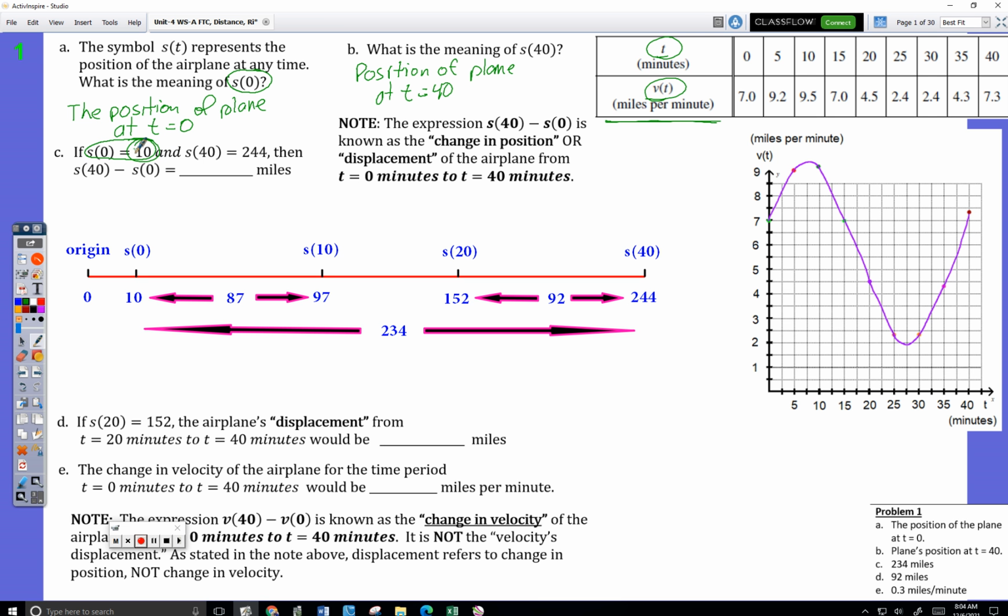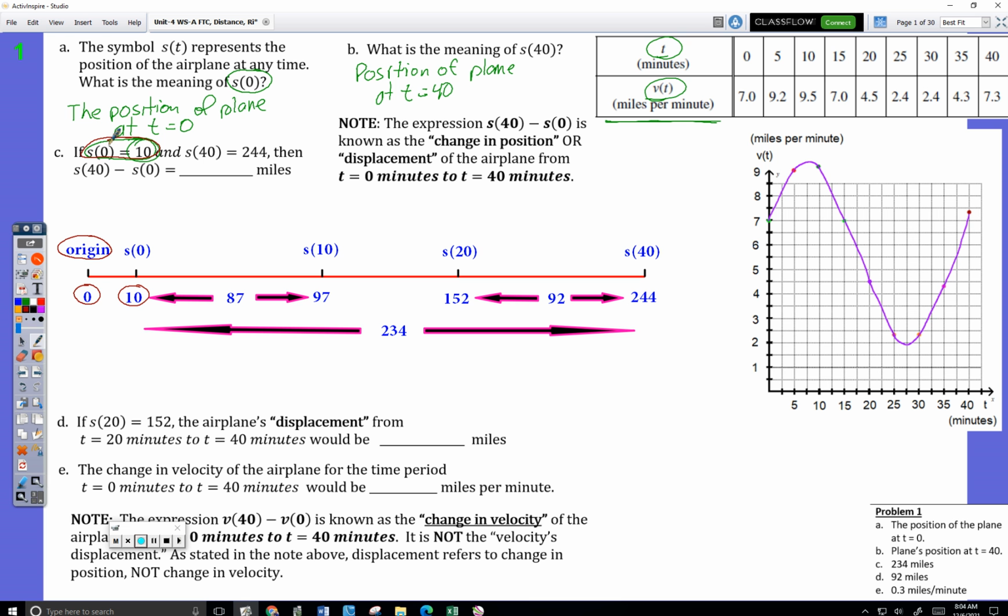So look at this drawing that I have on the board. Remember we talked about in Unit 1 that when they talk about an origin, that's not necessarily where the object begins. That's just location 0. And for our class, we're always talking about motion in a straight line. So the plane did not begin at the origin. The plane in this example is beginning at 10 miles from the origin. That's what this means. S of 0 equals 10.